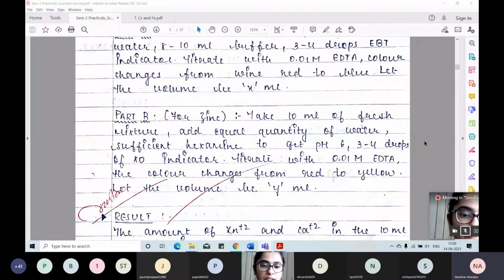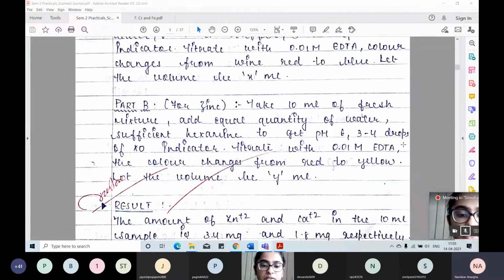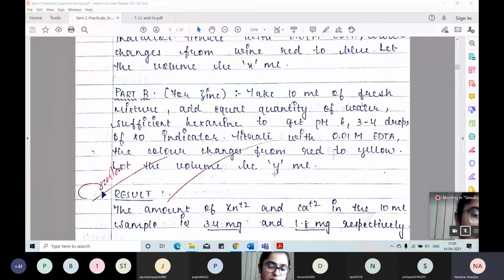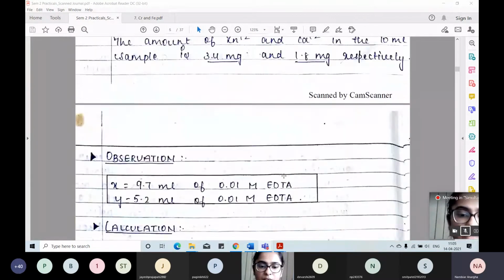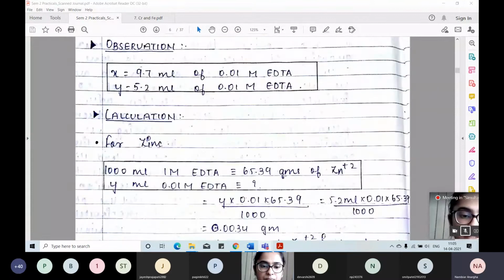Now in zinc you can see that we are using hexamine. It is written, add sufficient hexamine to get pH 6. So you add hexamine and then perform the titration, and finally whatever reading you get, you mark it as Y. Now we have two burette readings, X and Y. We'll proceed with the calculation.